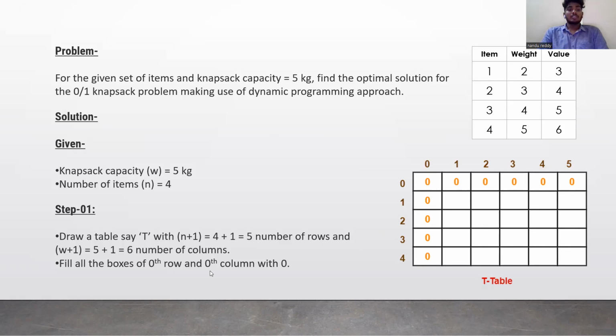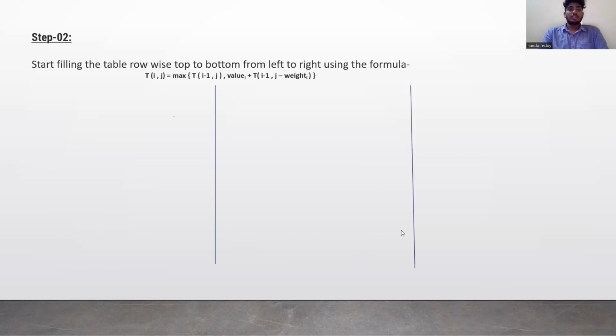Fill all the boxes of row 0 and column 0 with 0. See here, we filled zeros across the first column and first row. Then we should find the solution. Step 2: start filling the table row-wise, top to bottom, from left to right using the formula.